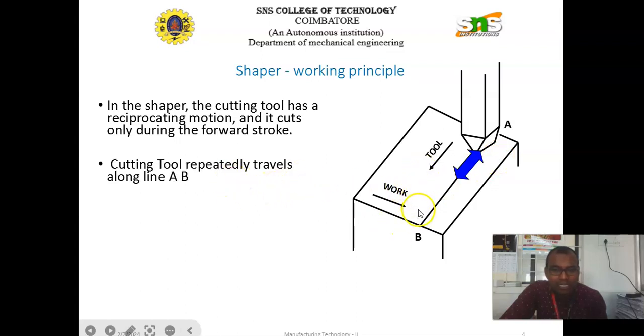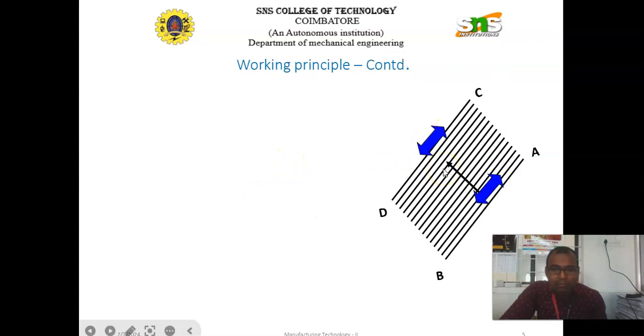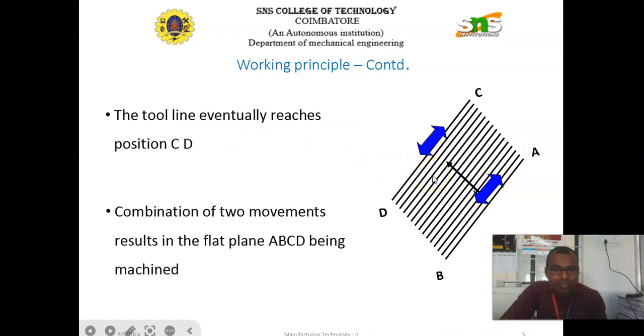The cutting tool repeatedly travels along the line from A to B, as shown in the figure, and the work is also fed a small distance each time. The feed of the work and the line of tool motion are in the same plane but perpendicular. The tool line eventually reaches positions C and D, and then goes again to C and then D. This process repeats until the flat surface is produced. The combination of the two movements results in the flat plane A, B, C and D being machined.